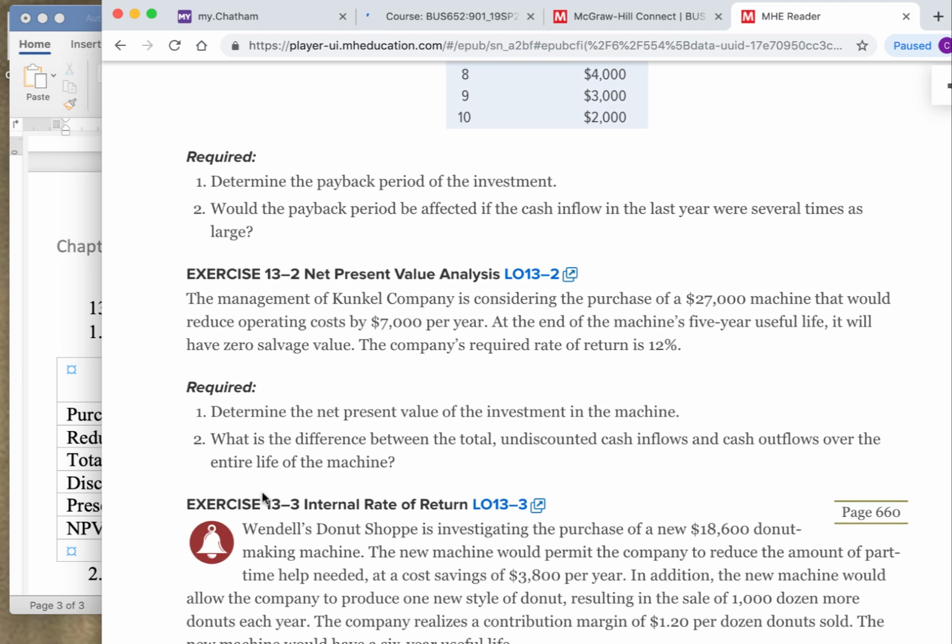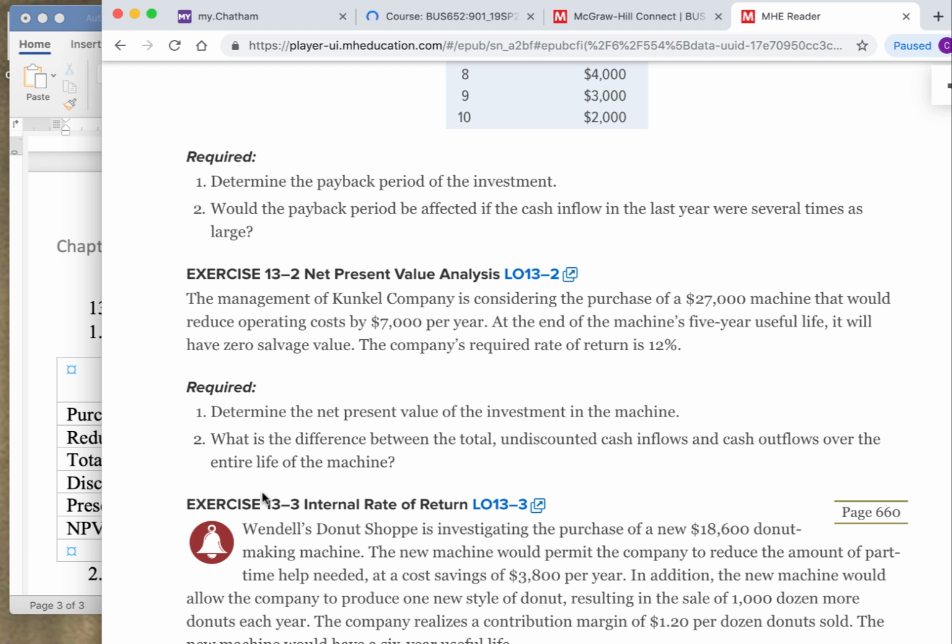So they tell us that the management of Kunkel Company is considering purchasing a $27,000 machine that would reduce operating costs by $7,000 per year. Okay, $7,000 per year, that means we're going to have a stream of cash flows, so that's an annuity. At the end of the machine's 5-year useful life it has a 0 salvage value. So that means at the end of 5 years, if we want to try and sell it, we're not going to get any money for it.